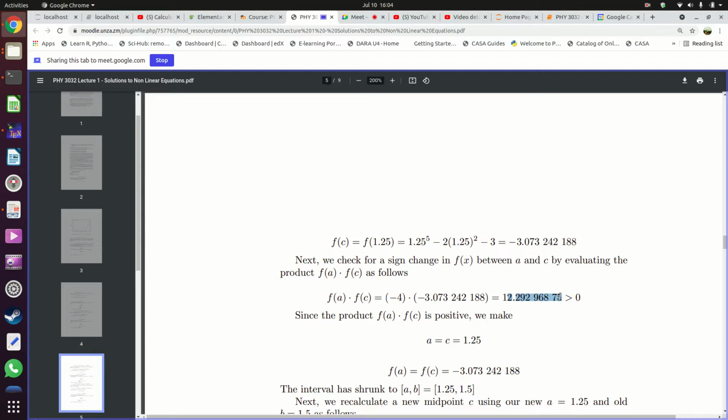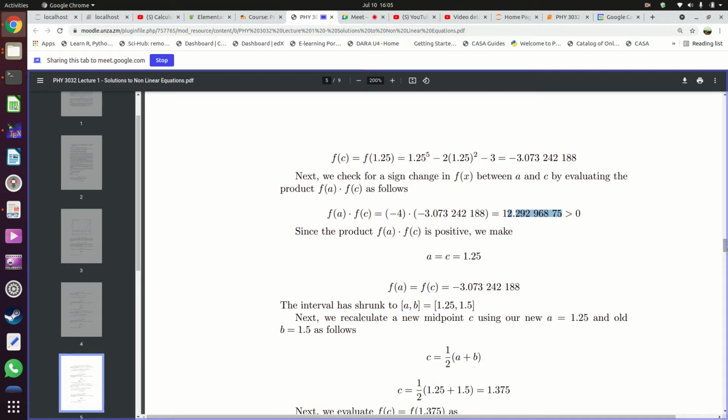Is that clear? It's clear. If there is no solution between A and C, therefore we make C become equal to A.